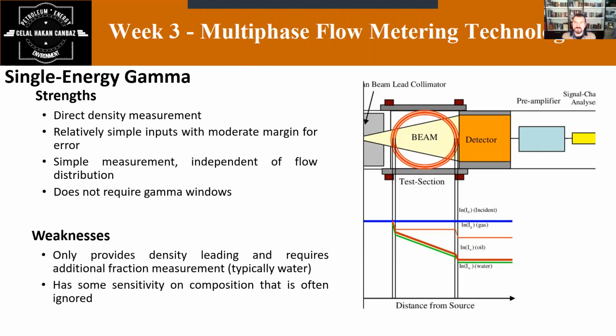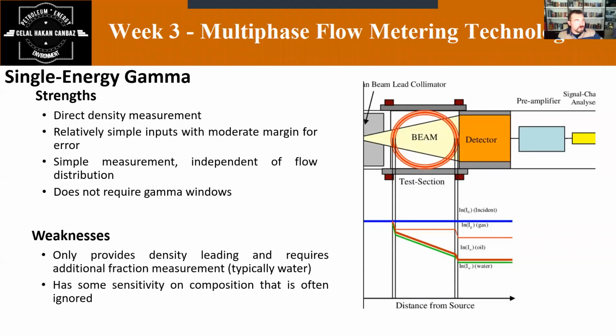So the weaknesses: it only provides density readings and requires additional fraction measurements, typically water. So it's not good for water measurements here. This is the earlier version of the dual energy gamma systems. Because of that, it has these side effects. It has some sensitivity to composition that is often ignored. The composition changes show some variation, but this often ignores it. Of course, it increases your error percentage.